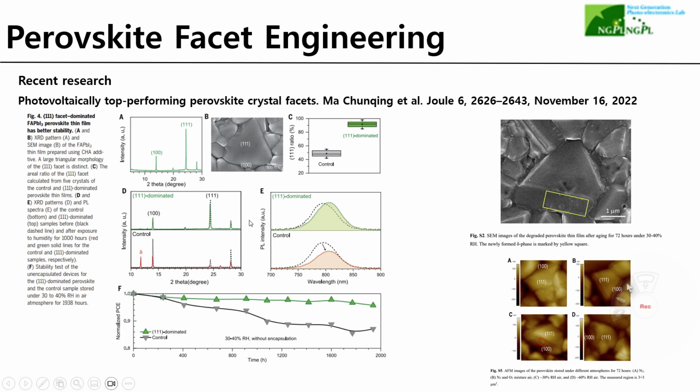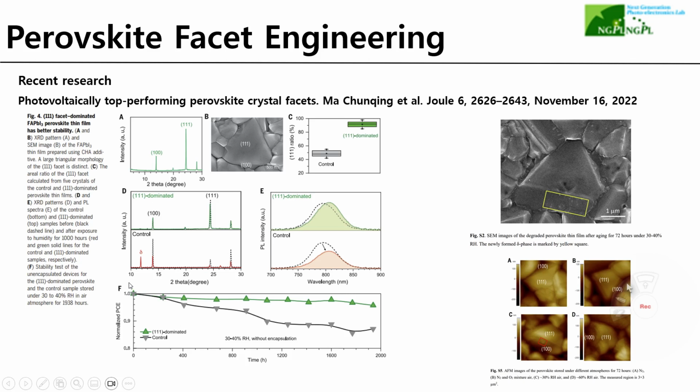And this shows that this 111 dominated facet structure has higher X-ray diffraction intensity than the control sample in the 111 peak. It shows that the perovskite facet film is made well, and also this group shows that it has more moisture stability than the control sample.